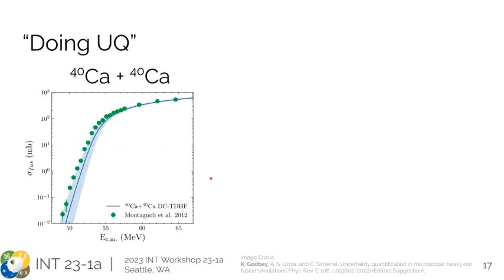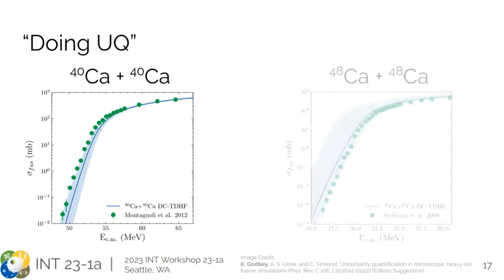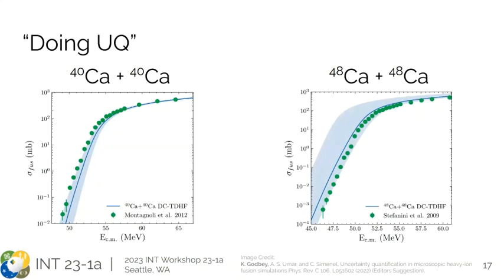Now, in the case of calcium-40 symmetric collisions, it seems like the principal amount of the uncertainty is coming a little from the initial state, maybe, and some in terms of the dynamics. In the case of calcium-48 symmetric collisions, you see that there's quite a larger band around these lines. So we get a lot more variation in our prediction of the cross sections.